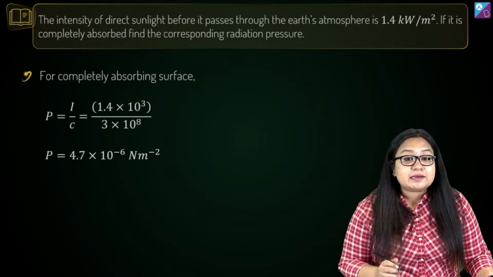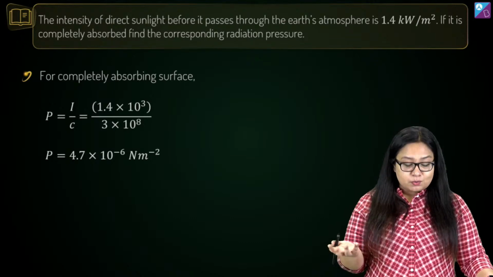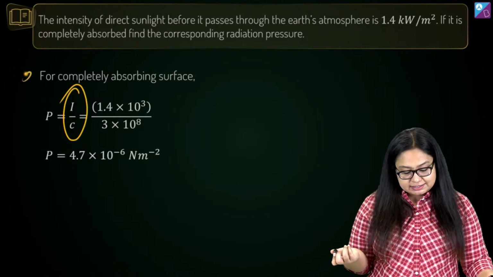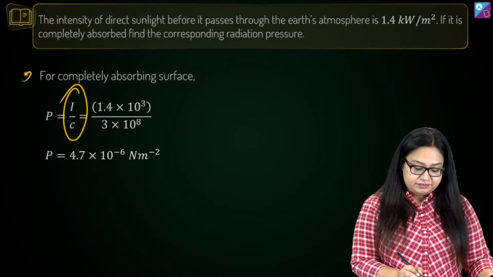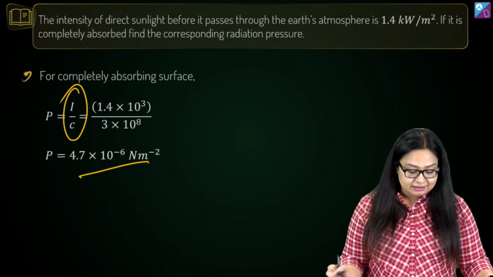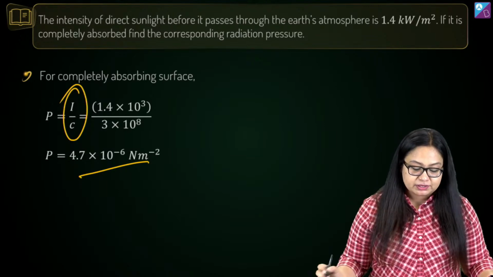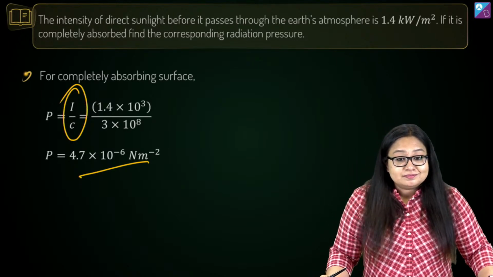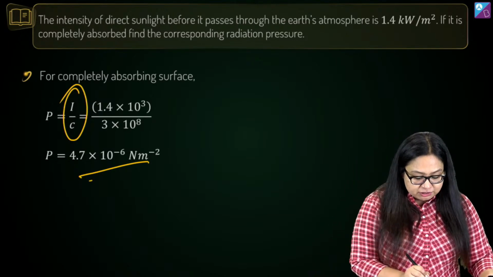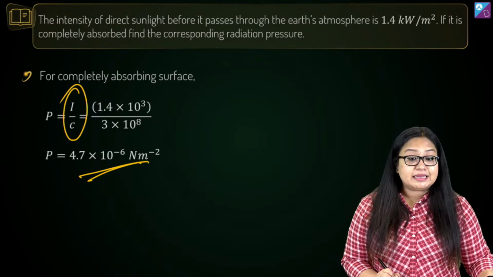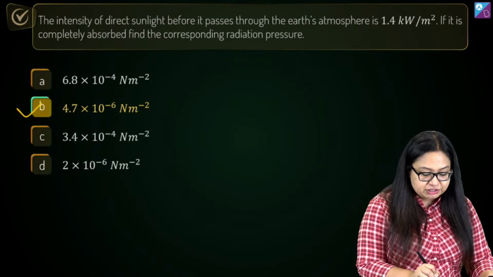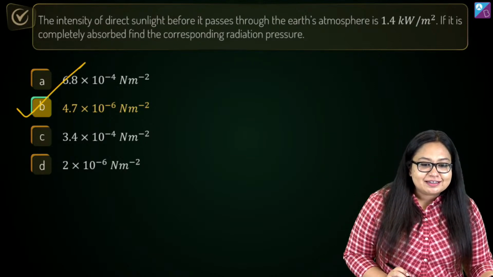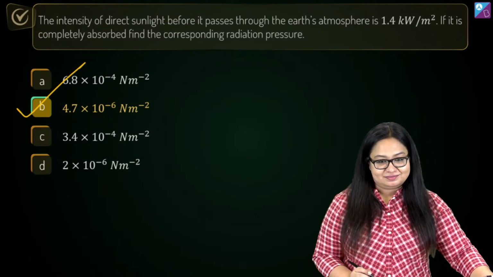Well, completely absorbing surface, what do we have? A is equal to 1, P is equal to I by C. I is given, C we have, direct substitution, we get P is equal to 4.7 into 10 raised to power minus 6 Newton per meter square, radiation pressure. That is option number B. I can see a lot of you have got it. Kiran, Ayush, Vasu, good job guys.